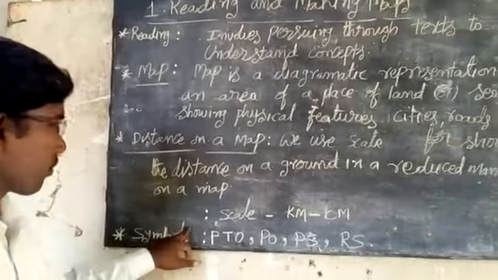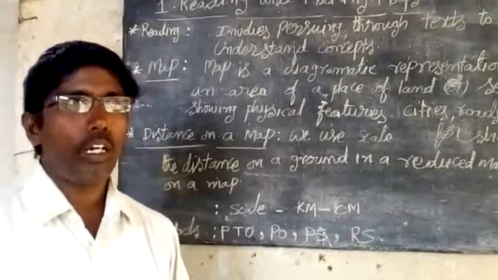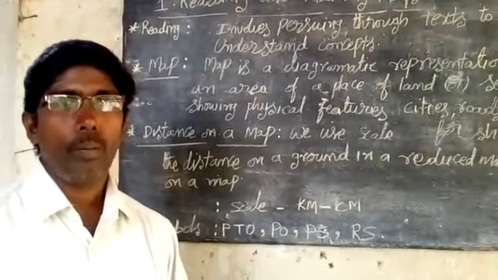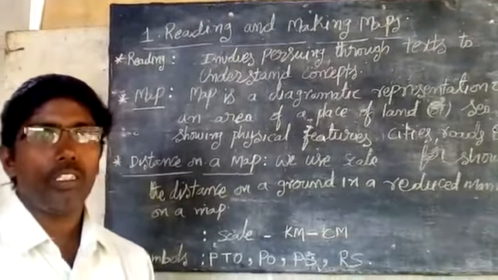Symbols. It is also not possible to show the actual objects on the map. For that purpose, map makers are using the symbols.